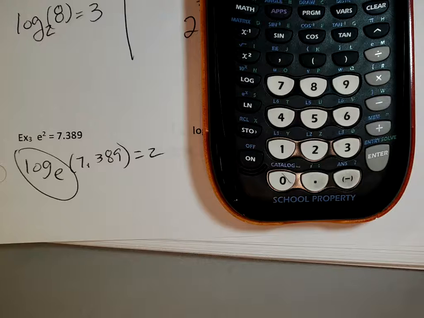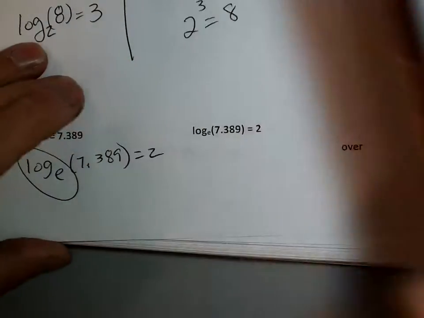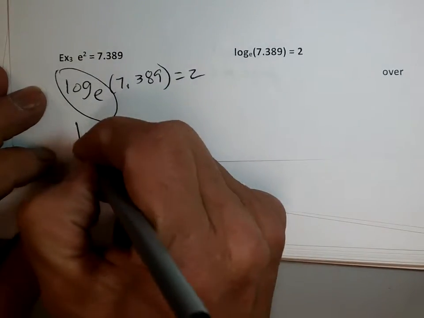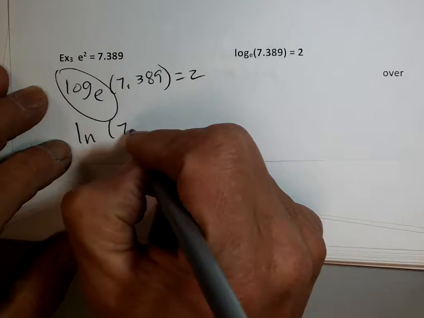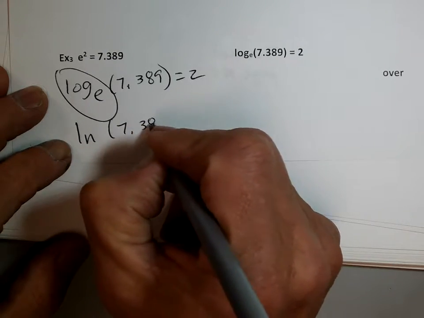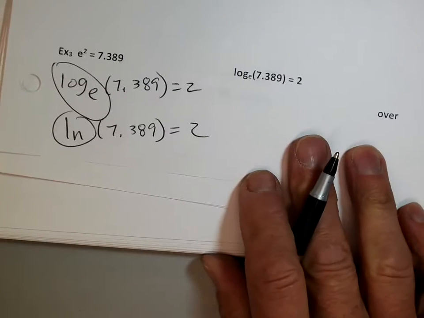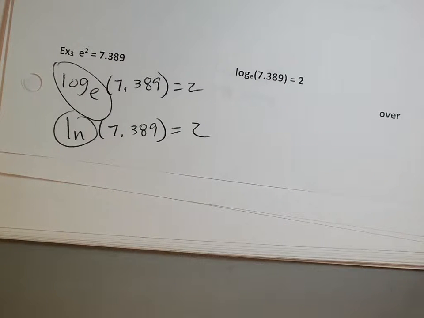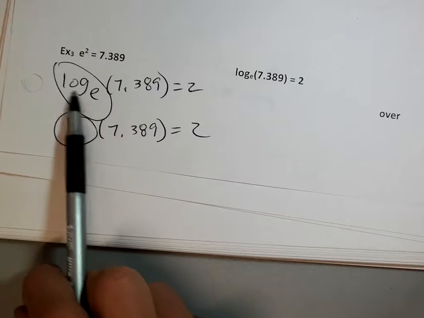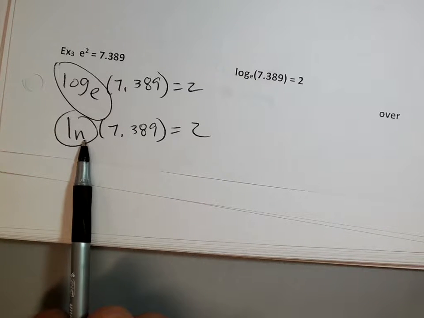Anything that grows continuously is something we find in nature, right? So the log, we're going to totally rewrite this. Please rewrite this as ln of 7.389 equals 2. So when you see ln, it means natural log. I know log, that's natural, but it is. So when you see log base e, we're going to write natural log, and its invisible base is e.